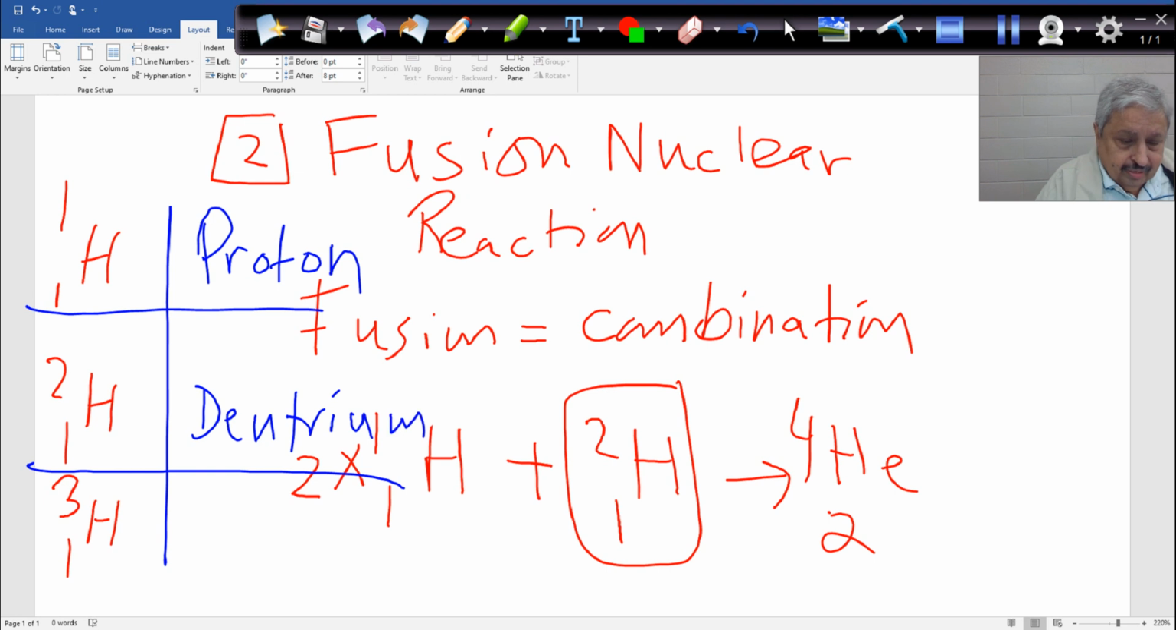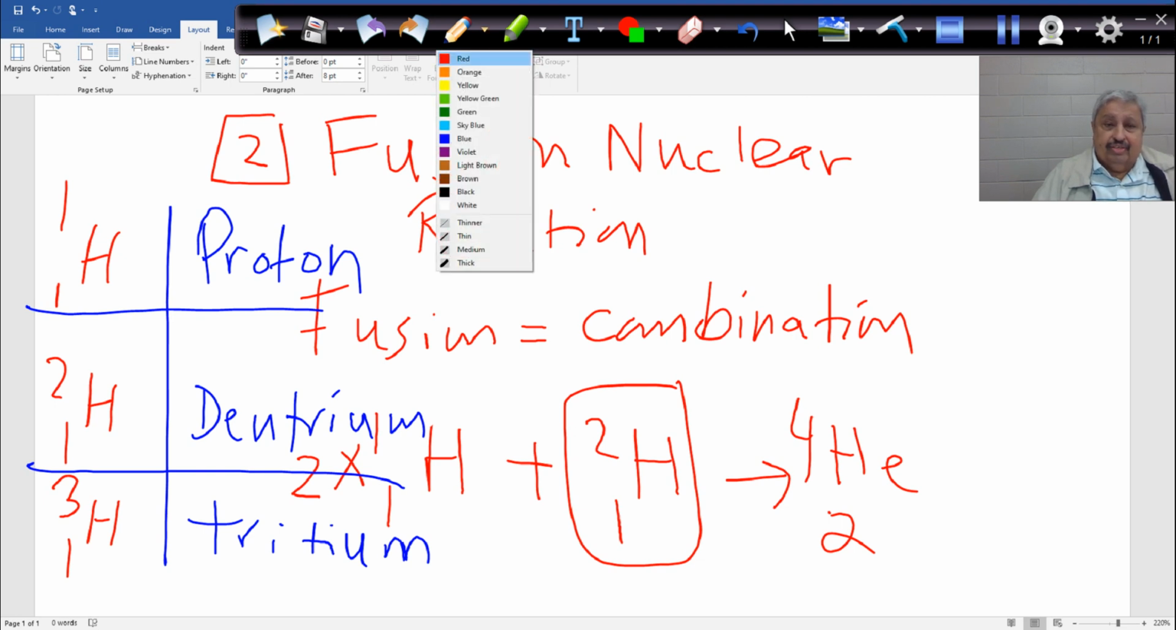Deuterium. This one here is tritium. So those are three isotopes. Whenever you are combining those isotopes together, you are producing what? You are producing helium. So we can put this one here, and we can add another type.